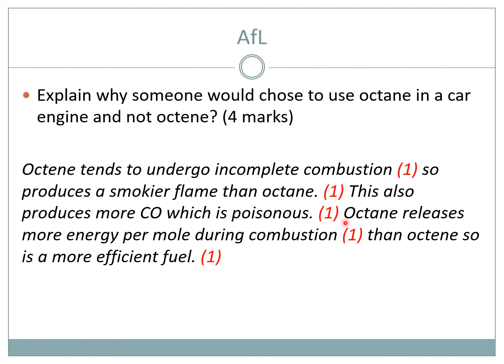The key ones are octane releases more energy per mole during combustion than octene, so it's a more efficient fuel. I'm going to assume that you might have written that the other way around as well, in which case octene releases less energy per mole than octane. Fair enough. Of course, having one less water molecule being made is probably a significant reason why you get less energy.